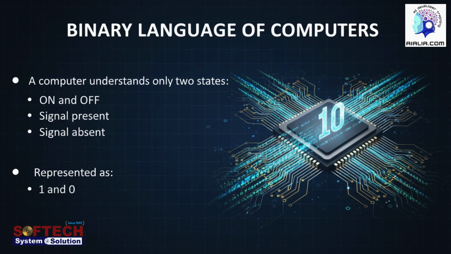Now let us move to computer languages. A computer is an electronic device. It understands only two states: signal present, signal absent. We represent these states as 1 and 0. This binary system forms machine language. Machine language consists entirely of 0s and 1s. However, writing programs directly in machine language is extremely difficult.